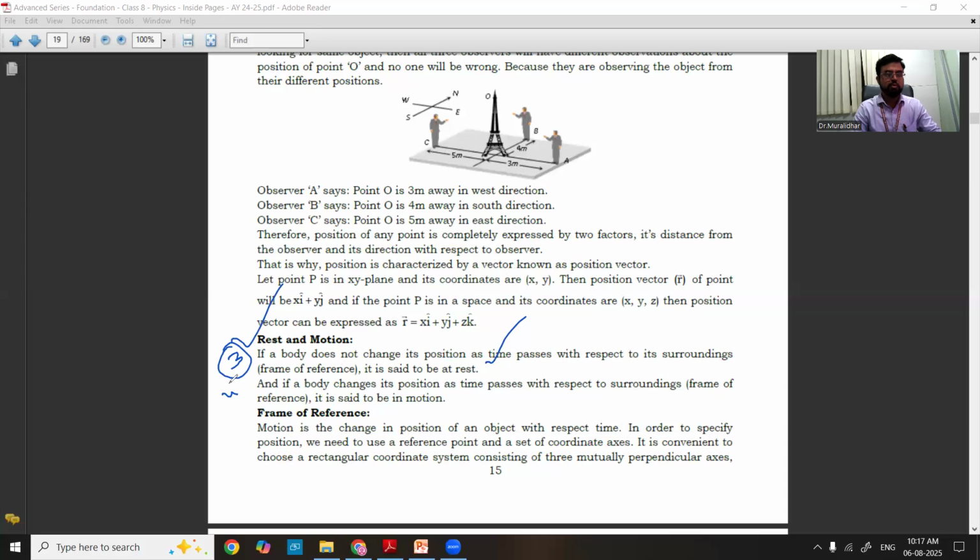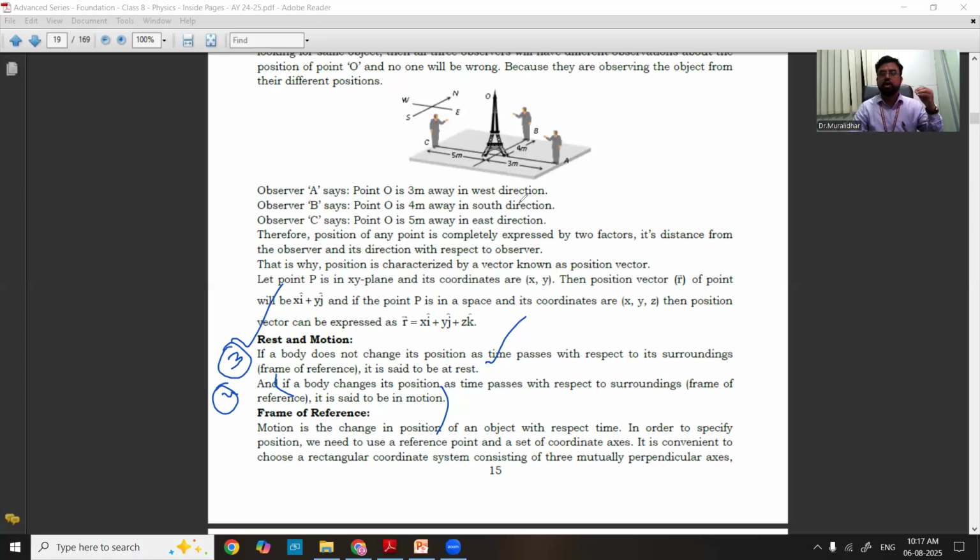Point number 4: if a body changes its position from time to time with respect to its surroundings, the body is said to be in motion. In a classroom also, there are so many students who won't sit at one place. They change places from period to period or in between periods. They are said to be in motion because they are changing their position. Correct or not?